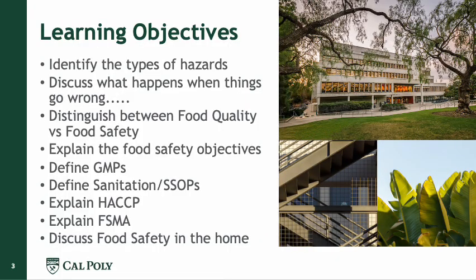So the objectives for this presentation are to identify the types of hazards, to discuss what happens when things go wrong, to distinguish between food quality and food safety, to explain the food safety objectives, to define GMPs, define sanitation SSOPs, to explain HACCP, explain FISMA, and to discuss food safety in the home.